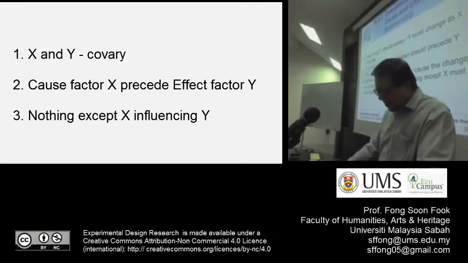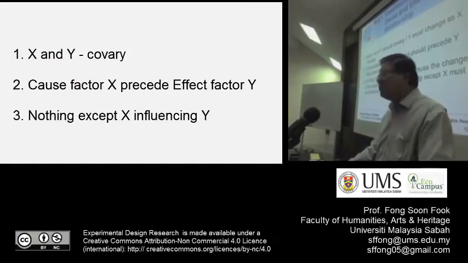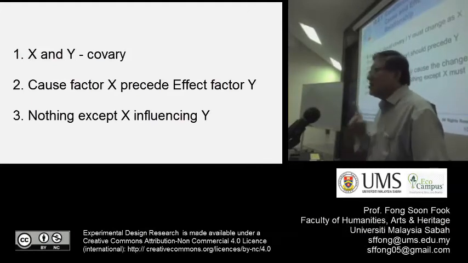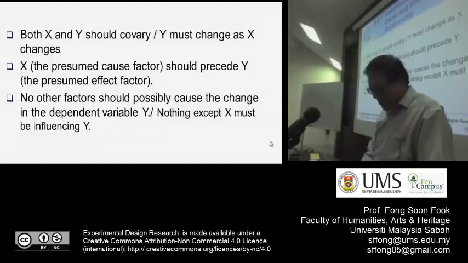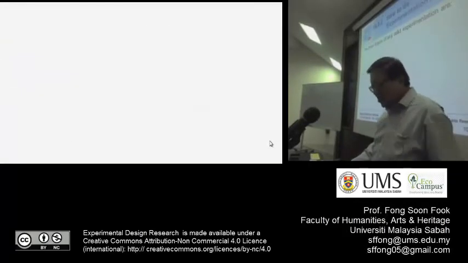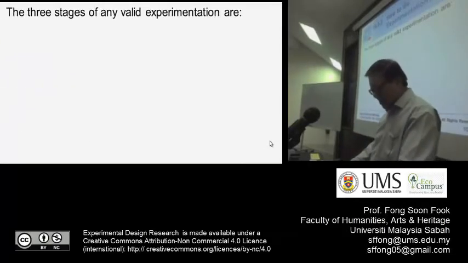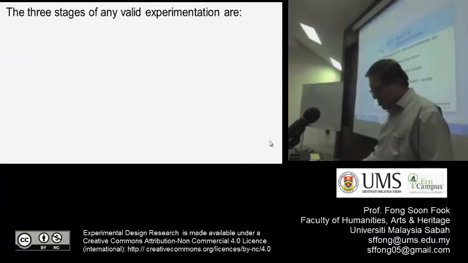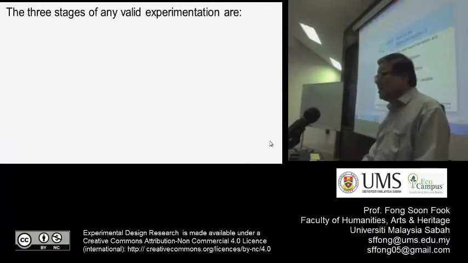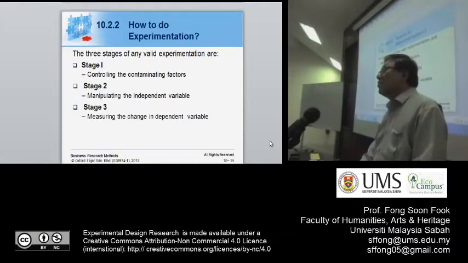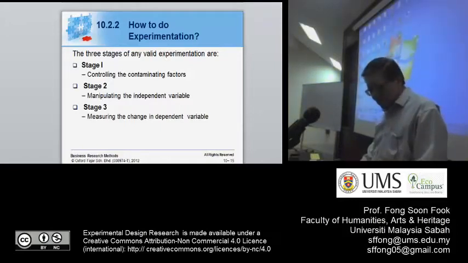No other factor should possibly cause a change in the dependent variable. Nothing except X must be influencing Y. So that means, make sure that the other extraneous variable do not come and disturb us. So how to do experimentation? So now I just jump to a real example. A real example of a project, okay, where we did a quantitative study using experimental design.